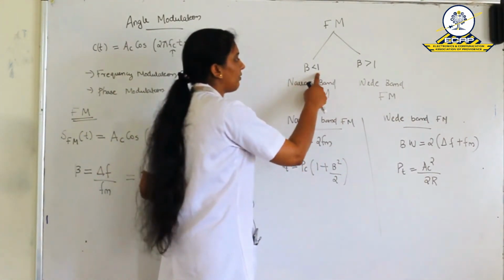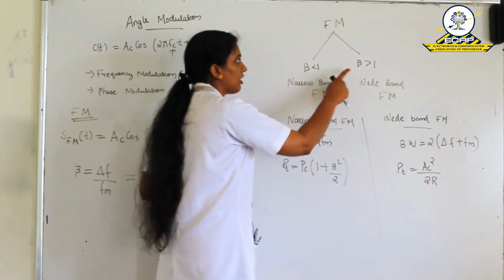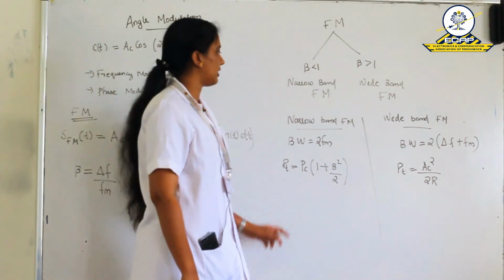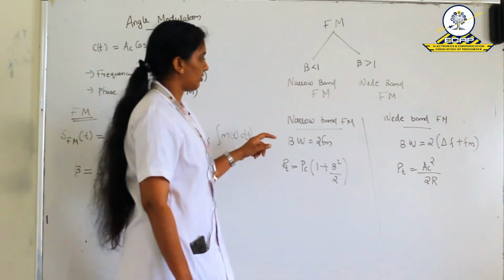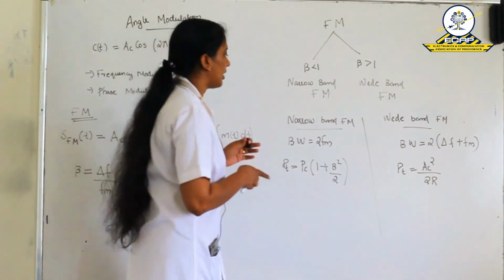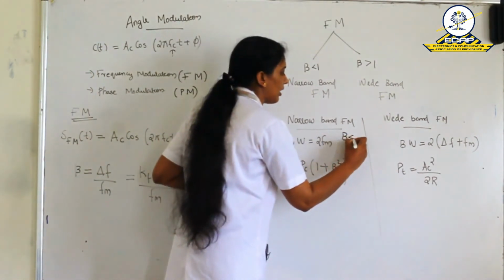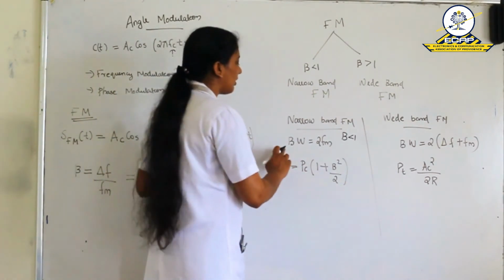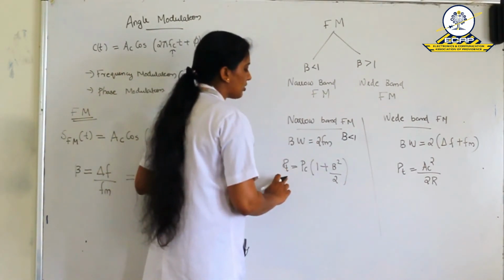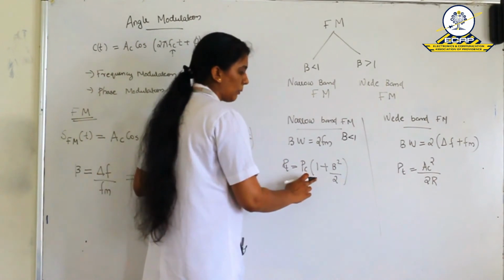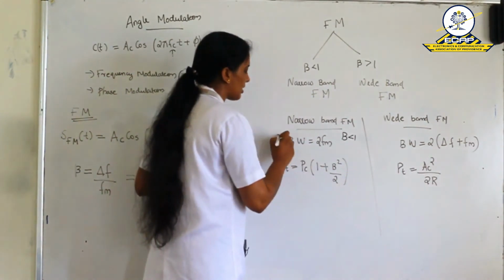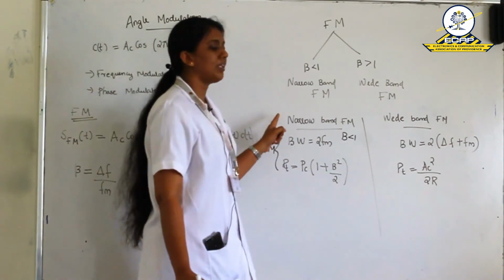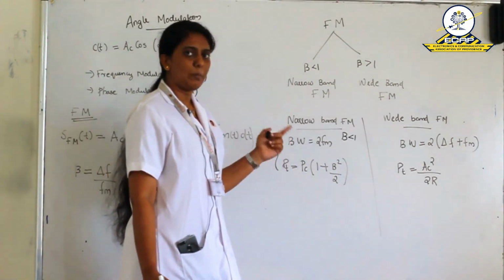If beta is less than 1, it is narrow band FM. If beta is greater than 1, it is wide band FM. This is very important. First one is narrow band FM. Narrow band FM means we know that beta is less than 1. Narrow band FM is always similar to amplitude modulation. The bandwidth is 2 into fm. Power is total power Pc into (1 plus beta square by 2). These two expressions are similar to our AM expressions, which means that narrow band FM is similar to amplitude modulation.